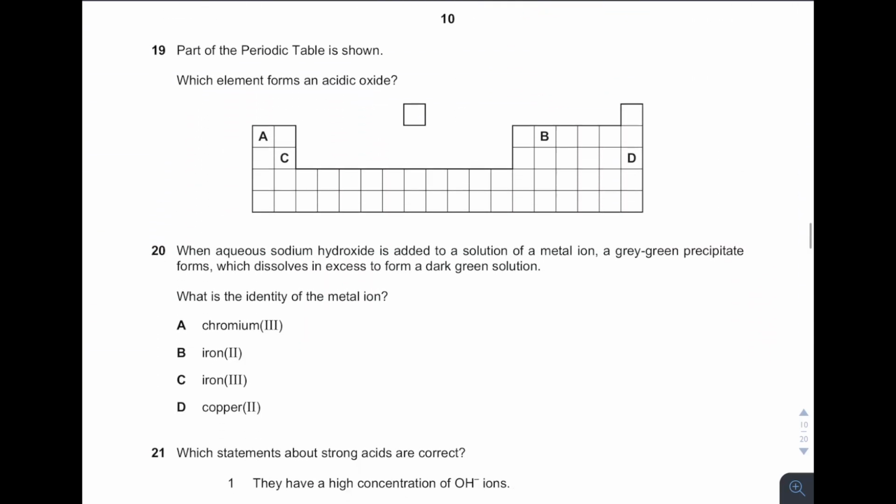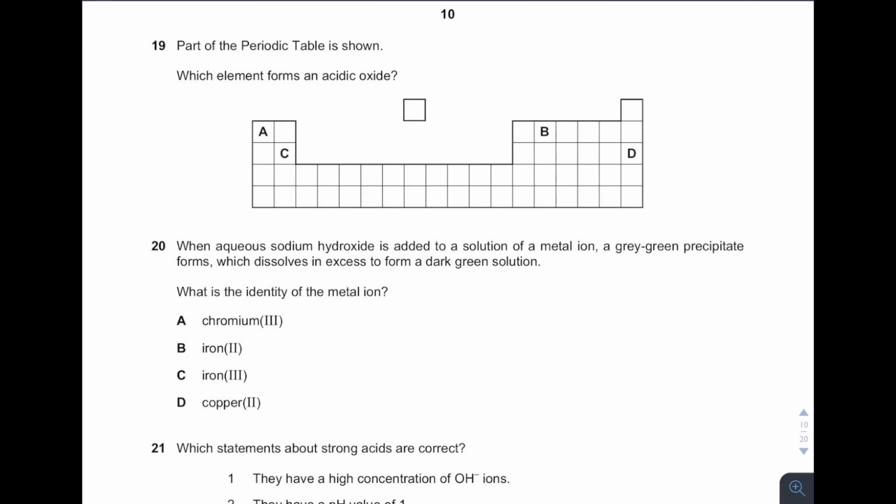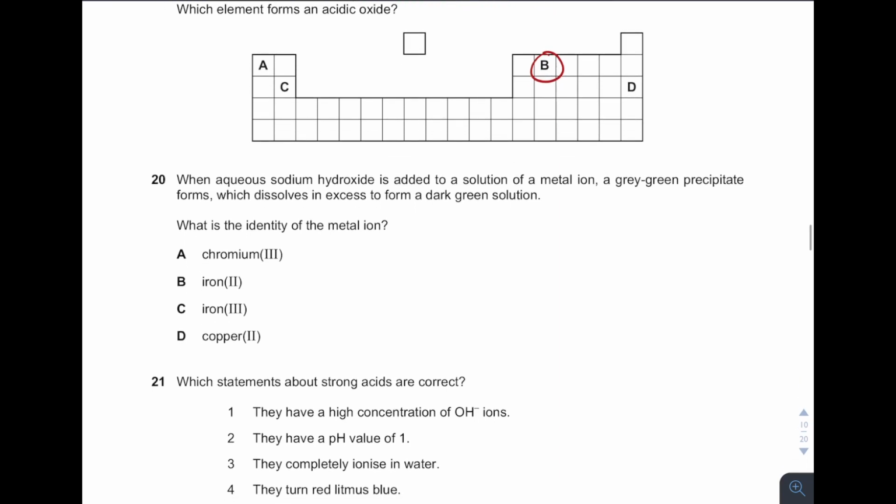Okay, 19. Which one forms an acidic oxide? Remember, an acidic oxide has to be a non-metal oxide. Metal oxides form basic oxides. So non-metals: B, group 4. The next one: when aqueous sodium hydroxide is added to a solution of metal ions, a gray-green precipitate is produced. It dissolves in excess to form a dark green solution. See, in the cation test, there is only one cation that will produce a gray-green precipitate, and it is chromium(III).